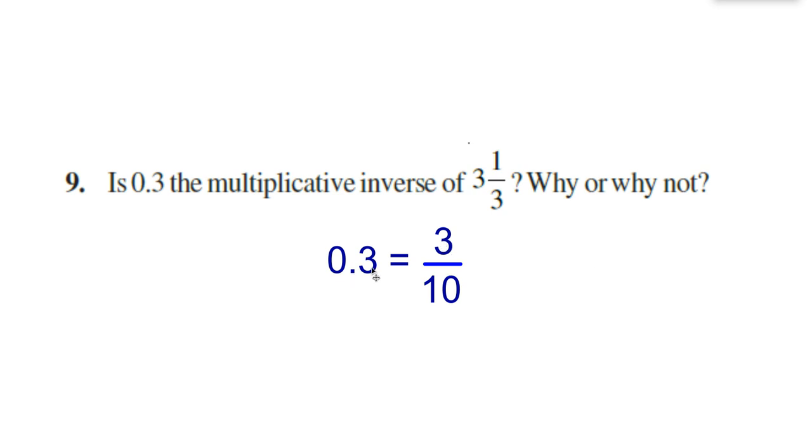Now what is 3 1 by 3? Yes, 3 into 3 is 9, 9 plus 1 is 10. That is 10 by 3. Will you get 1 if you multiply 3 by 10 into 10 by 3? Yes. So you can write that it is a multiplicative inverse of 3 1 by 3. The reason is 3 by 10 into 10 by 3 is equal to 1.